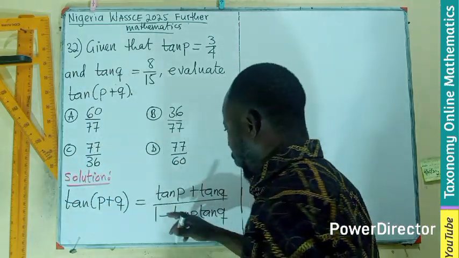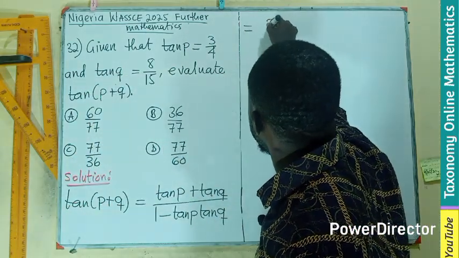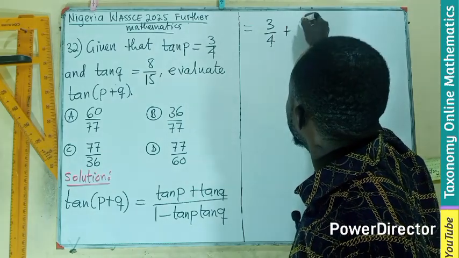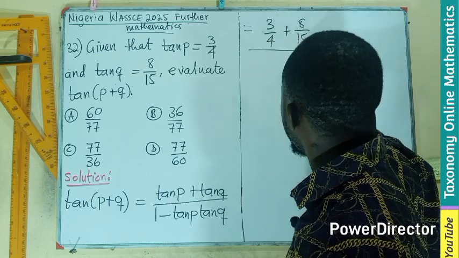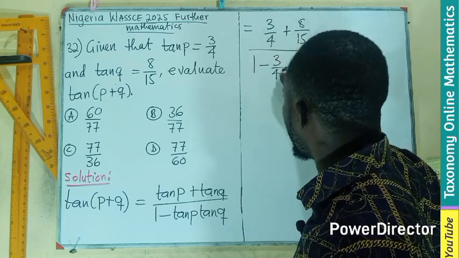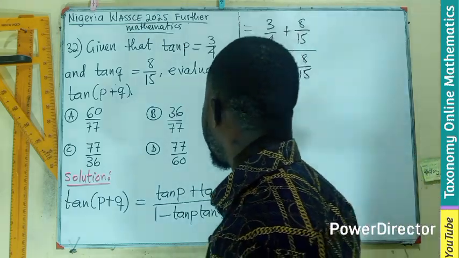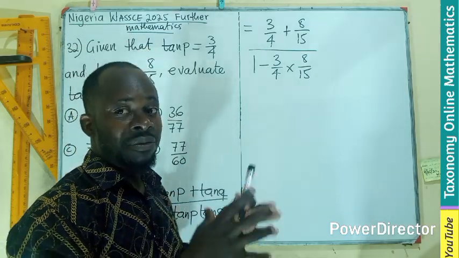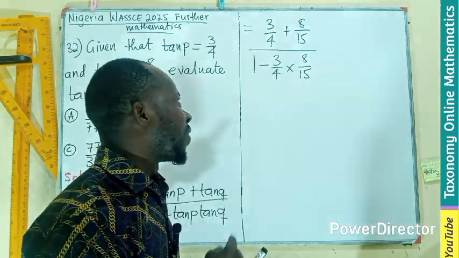So I am going to replace the tan P by its value, which is 3 out of 4. Then we are having plus the tan Q, which is 8 out of 15, all divided by 1 minus the tan of P, still at 3 on 4, times 8 on 15 as well, the tan of Q. Remember, the top is just a fraction, which we need to simplify as a single fraction.